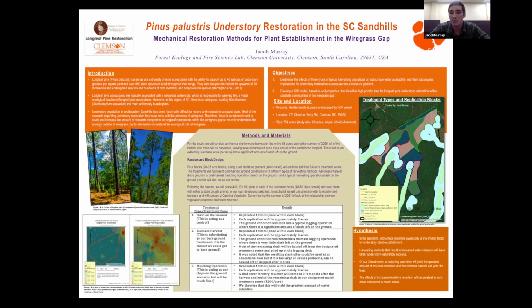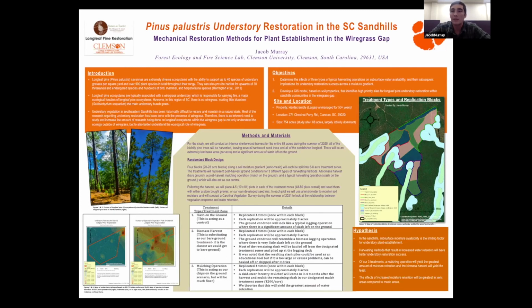understory restoration success. And of our 3 treatments, we think that a mulching operation will probably give us our most moisture retention, and will probably yield the best success. Versus maybe a biomass harvest, which doesn't have that thin layer of organic material and doesn't allow that increased moisture retention.